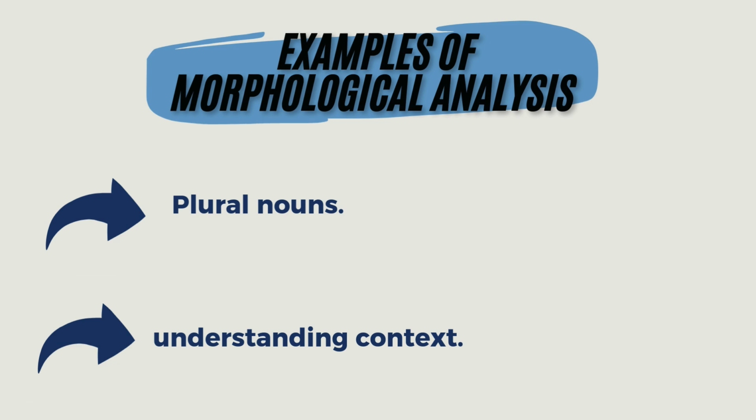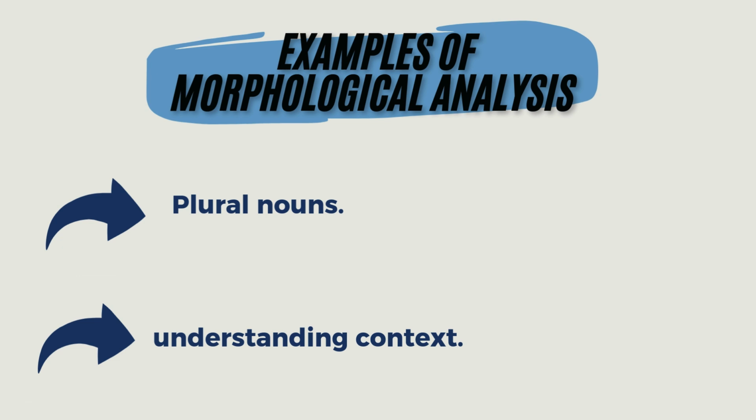Number two, word formation and affixes. Prefixes and suffixes alter meanings and grammatical rules. For example, in English, adding the prefix un to happy forms unhappy, changing the meaning. In Turkish, the suffix lar indicates plural, as in çocuk, child, becoming çocuklar, children.